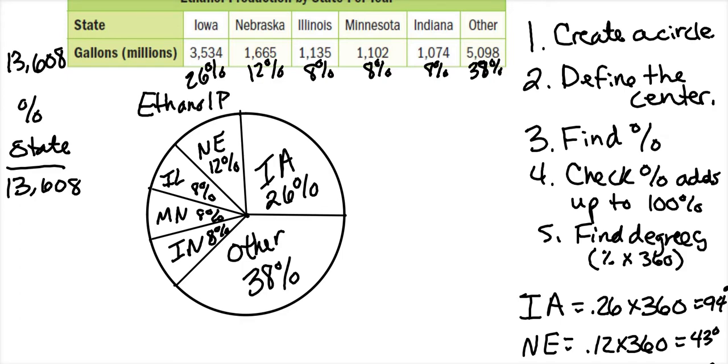Ethanol production by state per year. Sorry, I didn't center that up well, but that's okay. All right, and there we go. So we have our circle graph made.